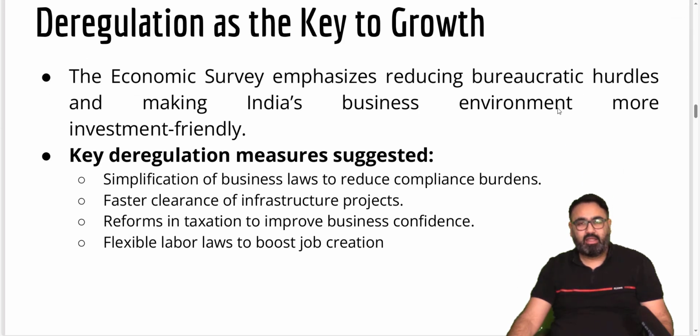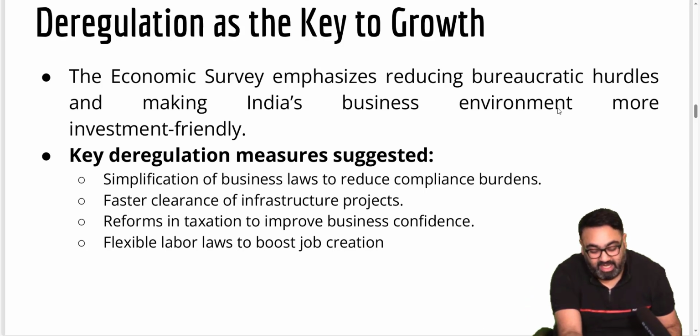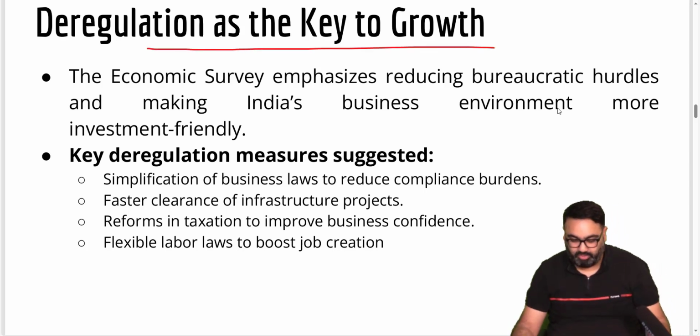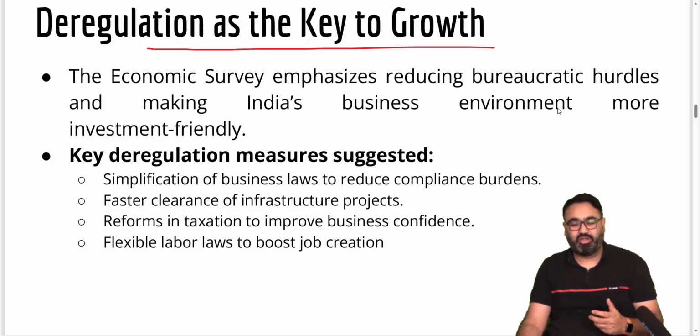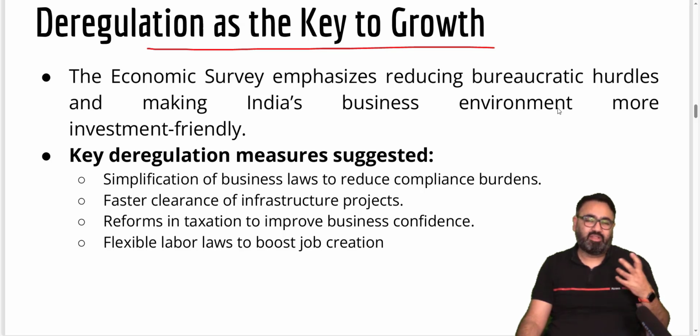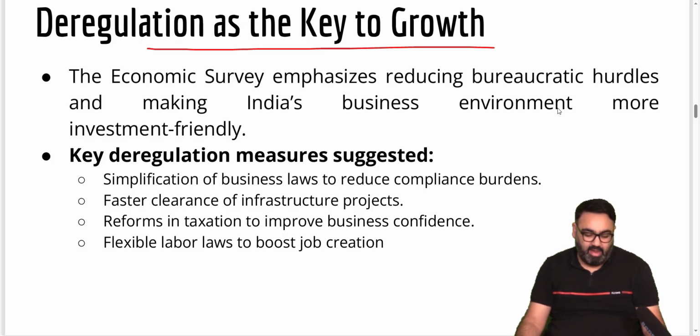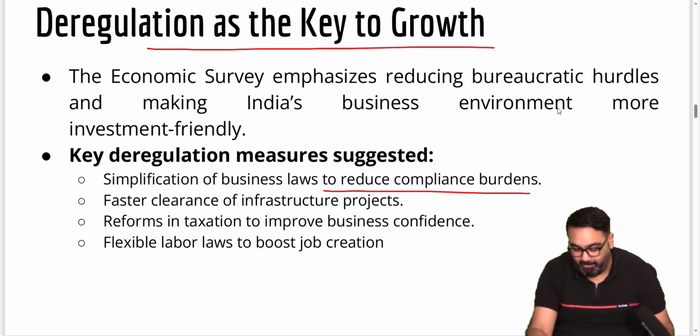The other thing the economic survey says is that the government should focus on deregulation as a key driver of growth. That's in the title of the chapter also. The government should reduce its presence, reduce the bureaucratic hurdles and make India a much more attractive business destination, both for our own companies, our own corporates, and for companies from outside India who want to come and invest in India. Some of the deregulation measures that the economic survey suggests to the government are: simplify the business laws to reduce compliance burdens.